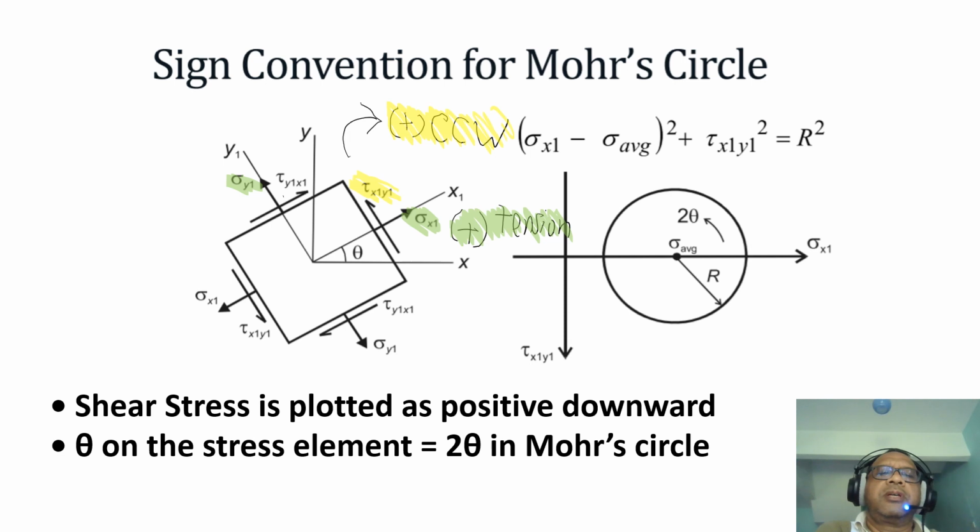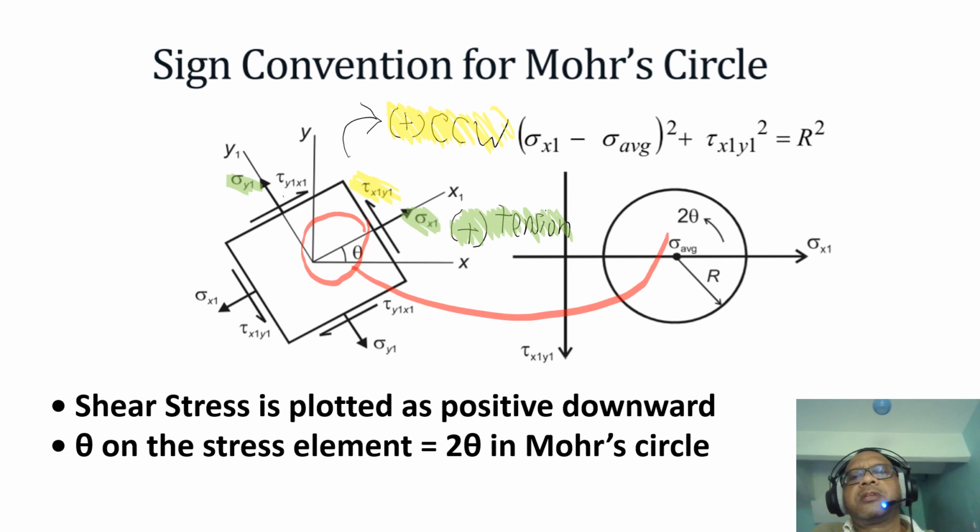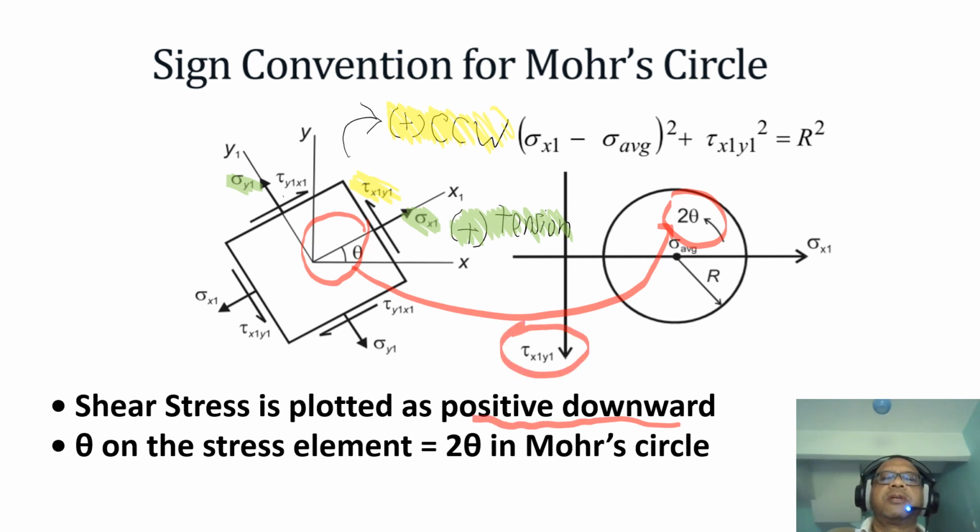So your theta will follow the same theta. The other one is that if you have theta on the actual scale, it is translated as 2 theta in the Mohr scale, in the Mohr circle diagram. And then what else? This is positive downward. I don't think that's a big problem here. This is positive downward.